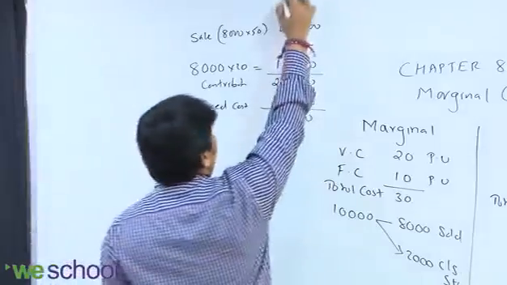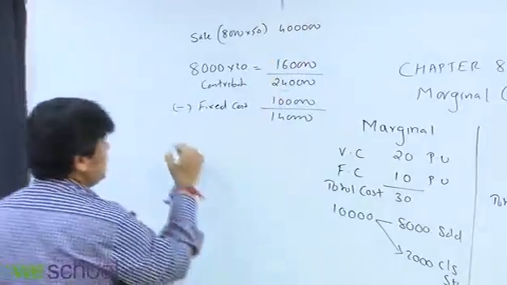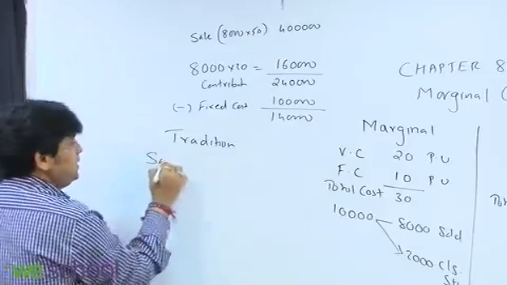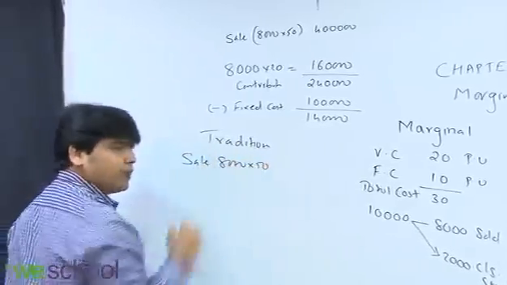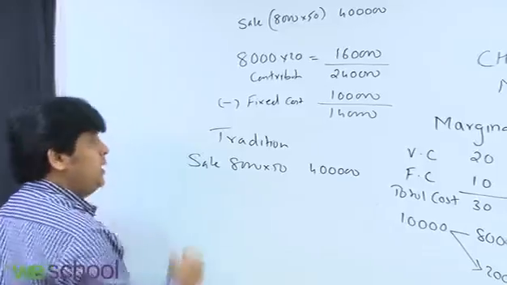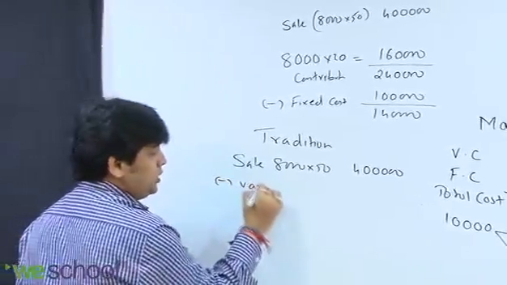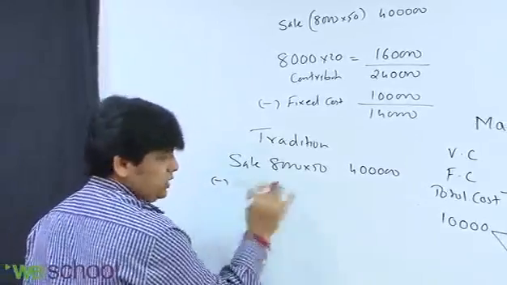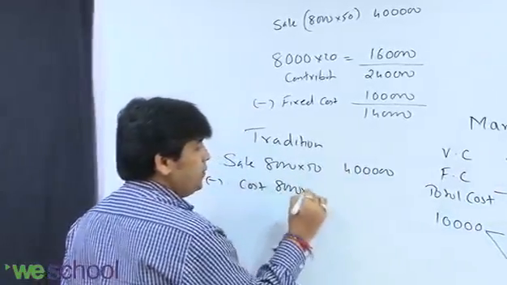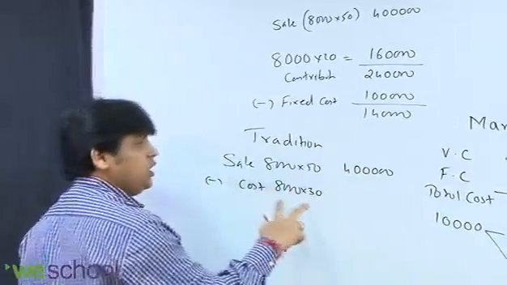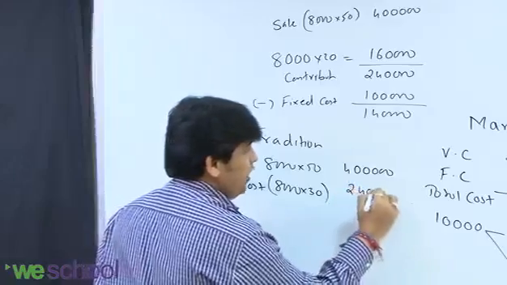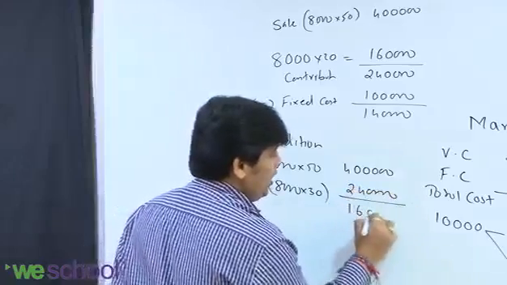Now this is as per marginal costing. Let us check as per the traditional method. Same example. Sales is 8,000 into 50, that is equal to 4 lakhs. Then less cost. According to this, cost is total cost. So what is the total cost? 30. So 8,000 into 30. They will charge total cost. They will not charge variable cost and fixed cost separately. So 8,000 into 30, 2,40,000. What is the profit you earn? 1,60,000.